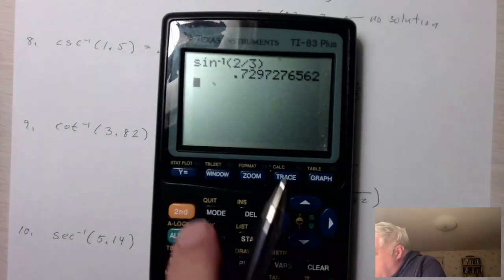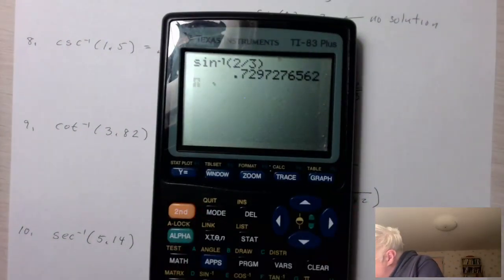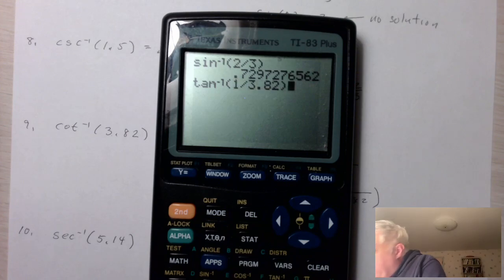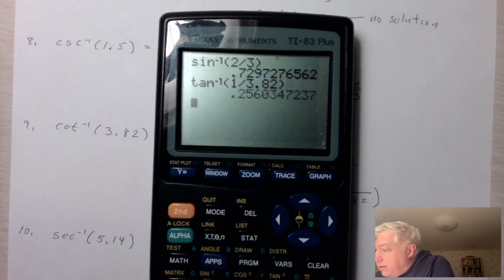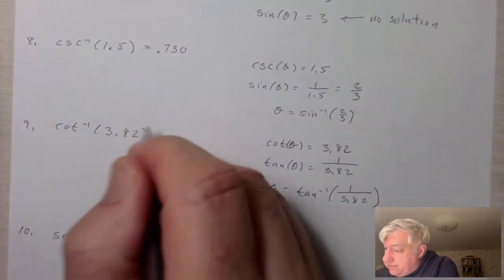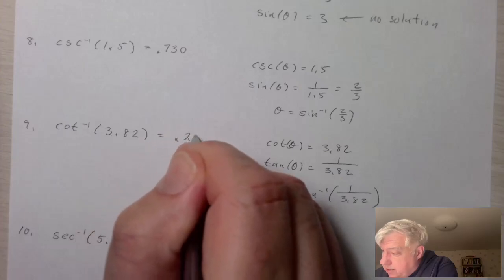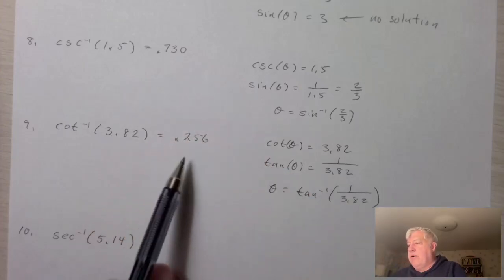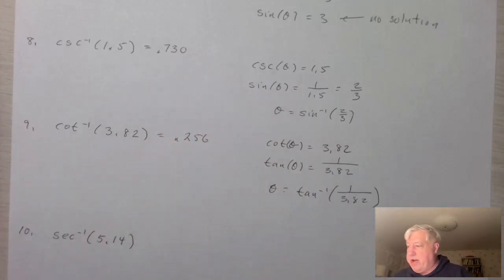So we'll do this again. Take the inverse tangent of 1 divided by 3.82, and we get 0.256. And it's easy to check these are all in the necessary range.